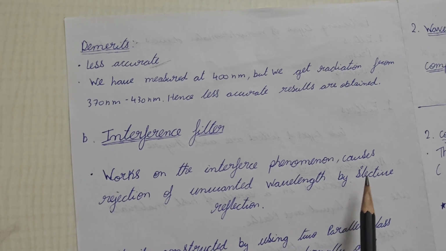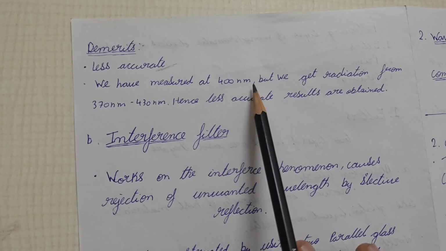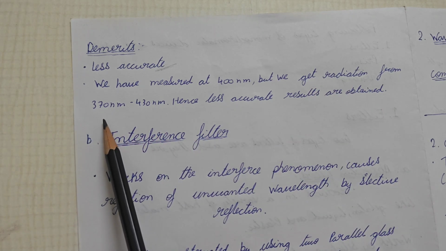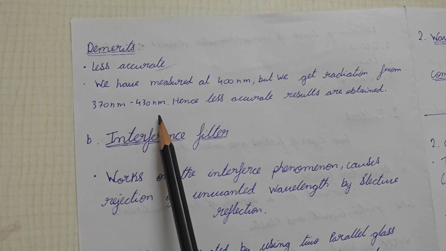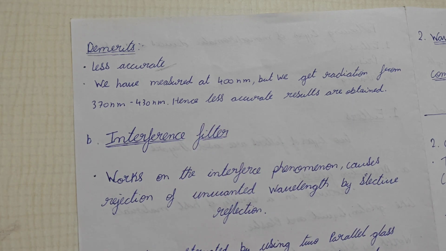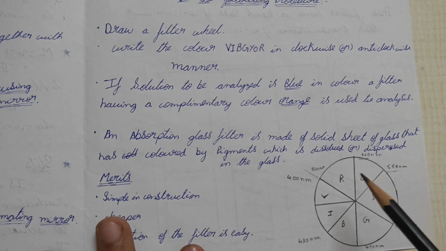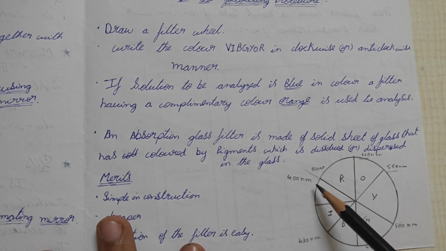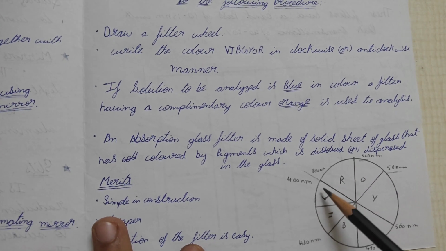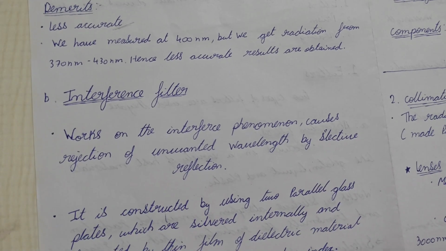If we measure at 400 nanometer, we get radiation from 370 nanometers to 430. Hence, less accurate results are observed. Already I said it gives a range, but not a particular wavelength. As we know, we have selected based upon the ranges only. See, from here to here, it is 400 to 430. From 430 to 390. Based upon the range, the wavelength is selected. So that is one demerit of the absorption filter.